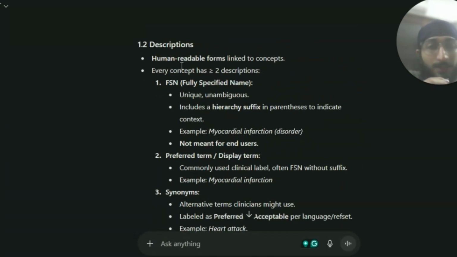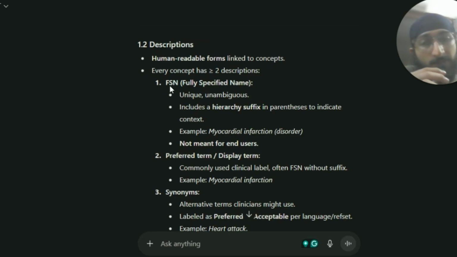Now, moving on, what are descriptions? Descriptions are basically human-readable forms linked to concepts. They provide a context to the concepts that have been mentioned, right? Every concept has two or more descriptions, that is, there could be three as well.